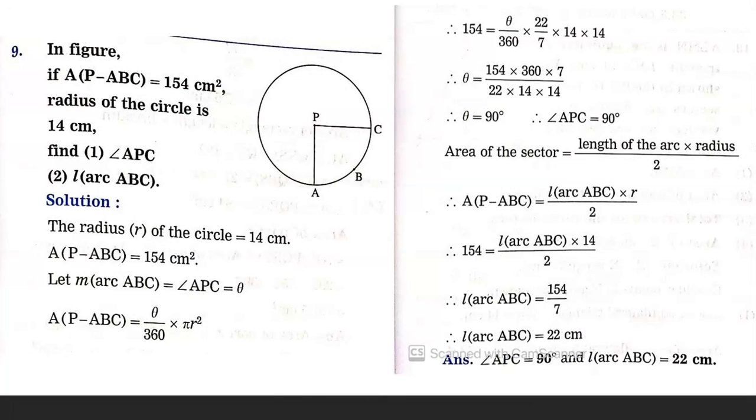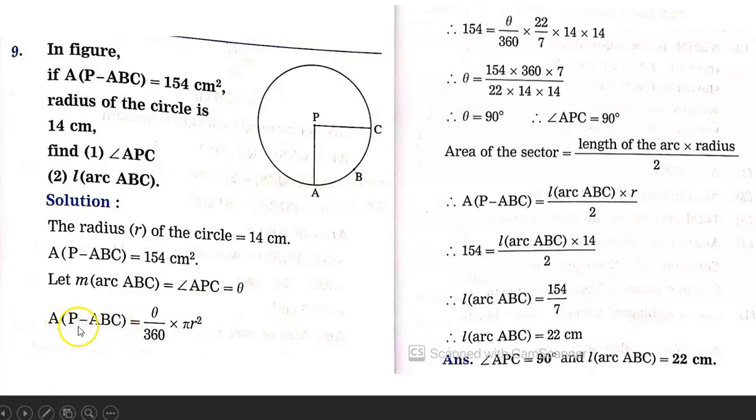In the figure, if area of sector PABC is 154 centimeters square, radius of circle is 14. Find angle ABC and length of arc ABC. Let us start. Radius is given to us as 14. Area of sector PABC is 154 centimeters square. Now measure of arc ABC is equal to angle APC, theta. So let's find theta first.